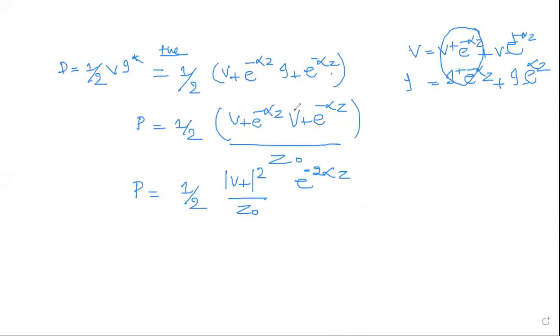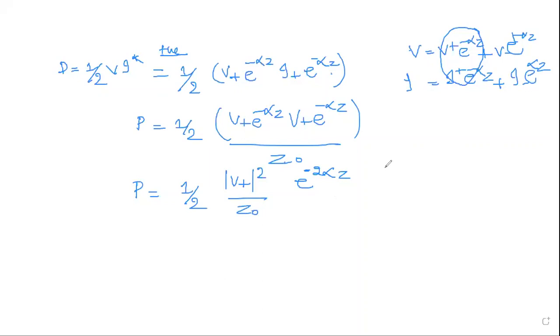Substitute I in terms of voltage. It is V by Z naught. So you have V plus squared divided by Z naught. This I have multiplied by e to the power minus alpha Z, so it becomes e to the power minus 2 alpha Z.